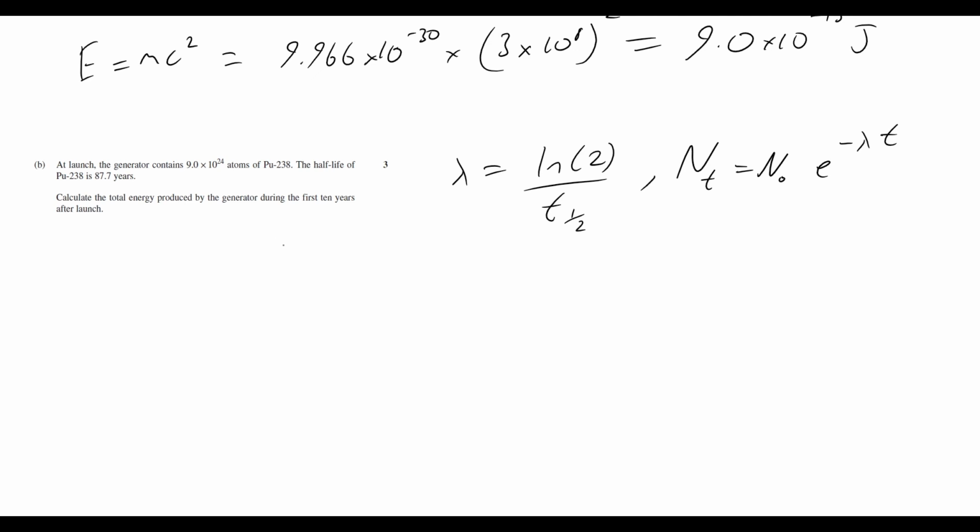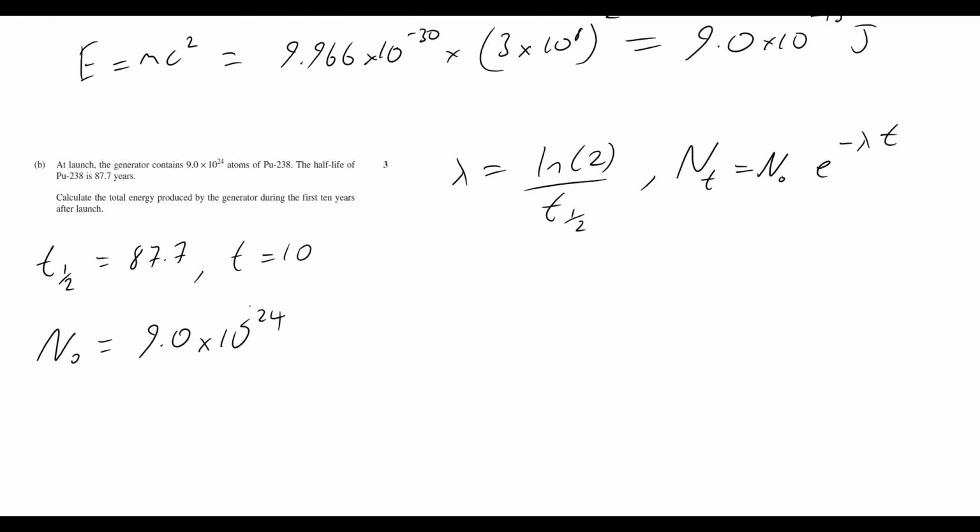Okay, so let's have a quick think about what we know. So we know that the half-life, so t sub 1/2, is equal to 87.7. We know that t, so the total time passed, is 10 years. And since these are both measured in years, we don't really need to worry about converting them to SI units, since we know that they will end up just cancelling each other out here. So what else do we know? We also know n sub naught is equal to 9.0 times 10 to the 24.